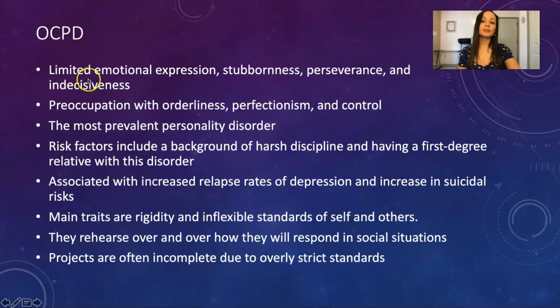So people with OCPD have limited emotional expression, they're stubborn, they have perseverance, which can be a good thing for goals, and they can be indecisive. They're preoccupied with orderliness, perfectionism, and control. It's the most prevalent personality disorder. Risk factors include a background of harsh discipline and having a first-degree relative with this disorder. It's associated with increased relapse rates of depression and an increase in suicidal rates. And the main traits are rigidity and inflexible standards of self and others.